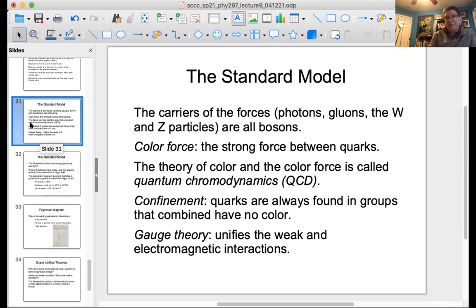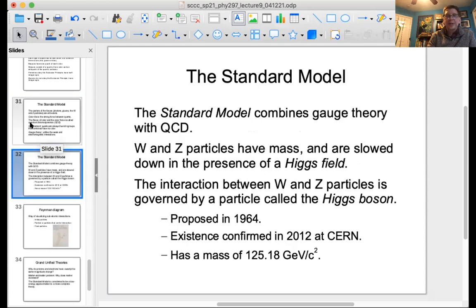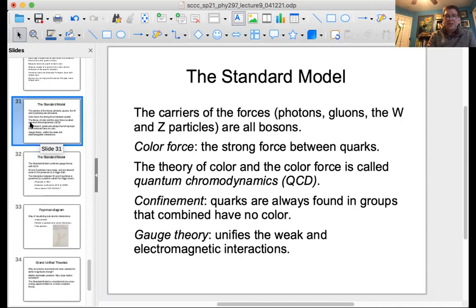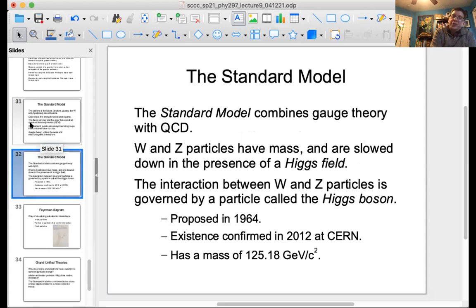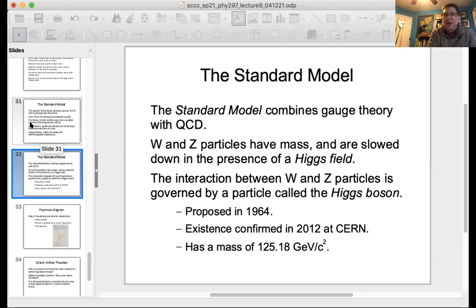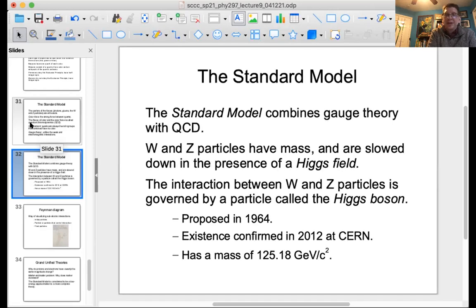And so the standard model was combined with the weak and electromagnetic interactions through something called gauge theory. Again, that's where the standard model comes in. You have quantum chromodynamics talking about the strong nuclear force, gauge theory talking about the weak and electromagnetic forces. The standard model combines both. And the W and Z particles have a mass. They're slowed down in the presence of what's called a Higgs field. So there's a type of boson that regulates that. And that was called the Higgs boson.